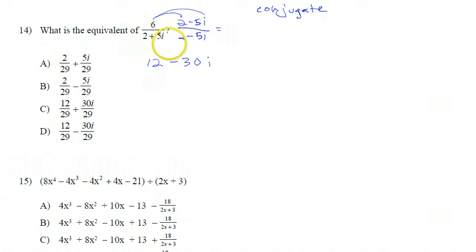And the bottom, when I FOIL this out, I'm going to end up with 4. 2 times the outside is minus 5i. 5i times 2 on the inside is going to be plus 10i. And if we did these correctly, these should always cancel out whenever we use the conjugate. So that's what's so special about these.